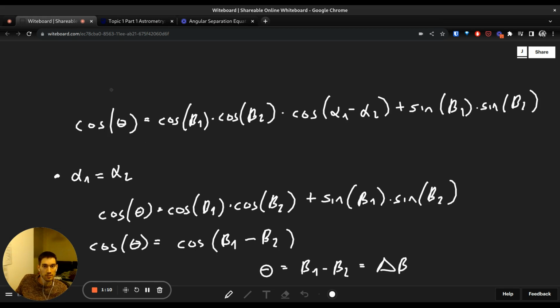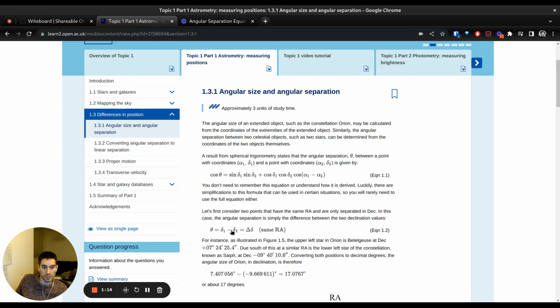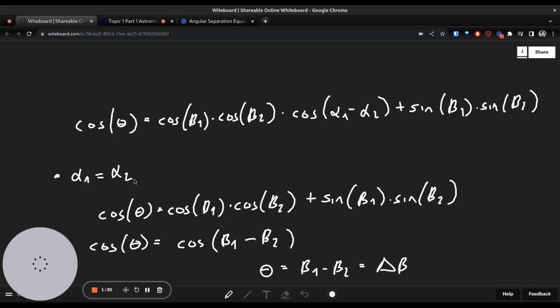Now we can see that in this case, when it's the same right ascension, which here is alpha 1 and alpha 2, we get the difference of the two declination values. In our case, it's beta 1 and beta 2.